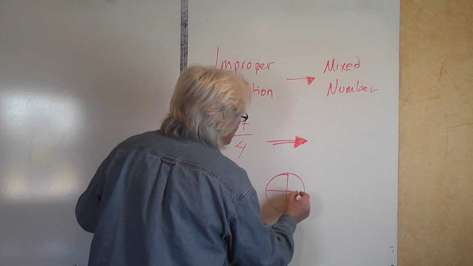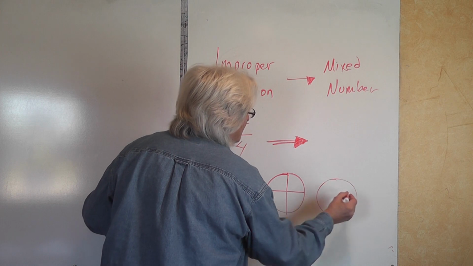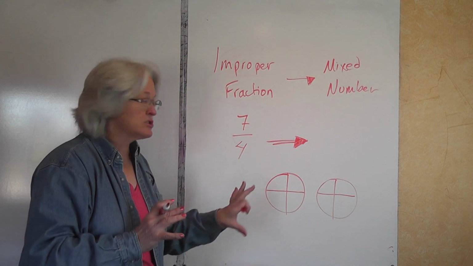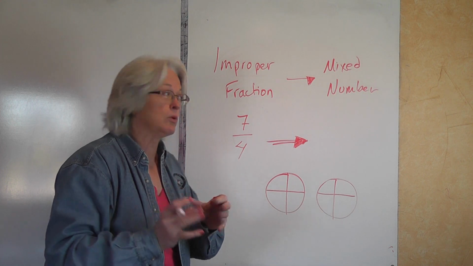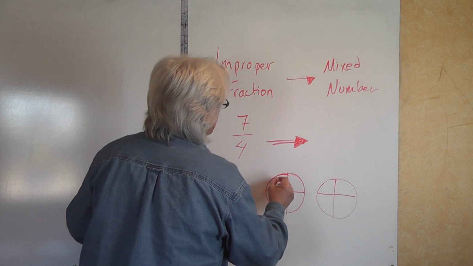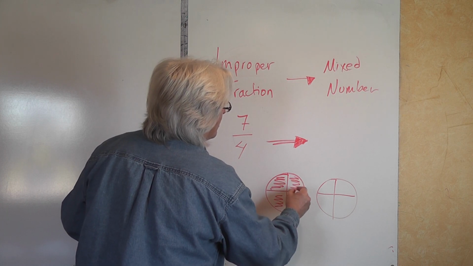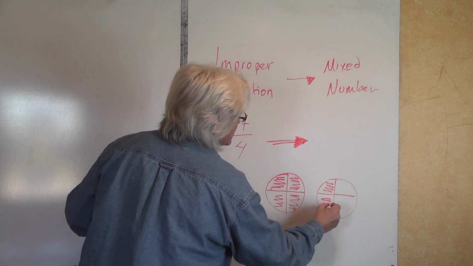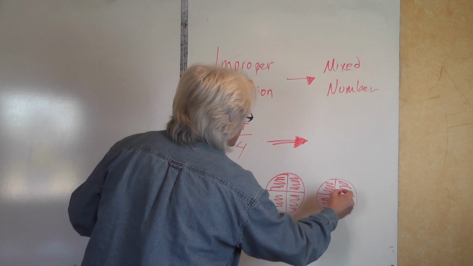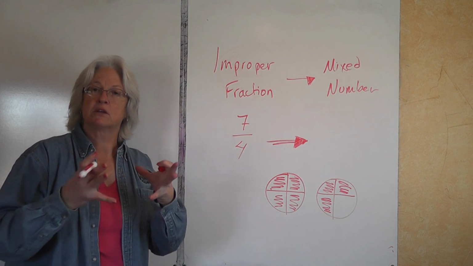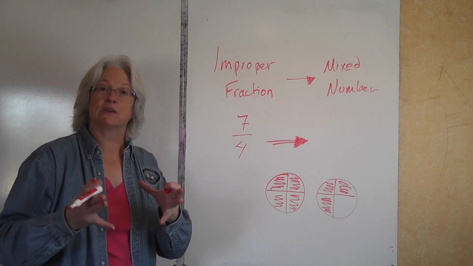So if we have 7/4, we have two circles here that we have divided up. Each of these circles has 4 equal parts, and we've counted 7 of them. 1, 2, 3, 4, 5, 6, and 7. So this is 7/4, right? Well, what's another way that we could represent this?